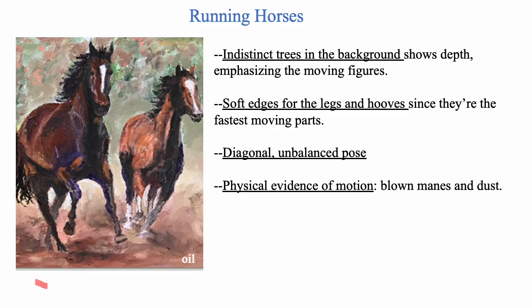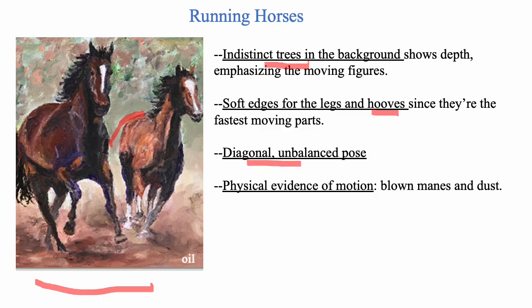I want to go through the motion cues in my horse painting. So there are indistinct trees in the background that show depth, not motion. But by keeping the background soft, they make the horses appear to pop forward. Now, just like the wheels of a truck, the hooves are the fastest moving part, so I used the softest edges for the legs and the hooves, but I kept the body sharp for contrast.